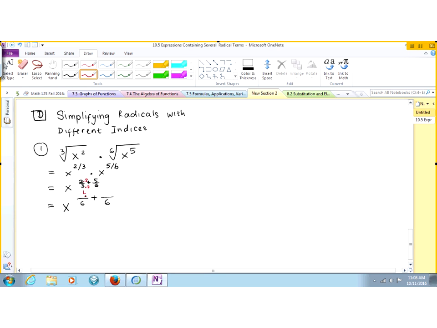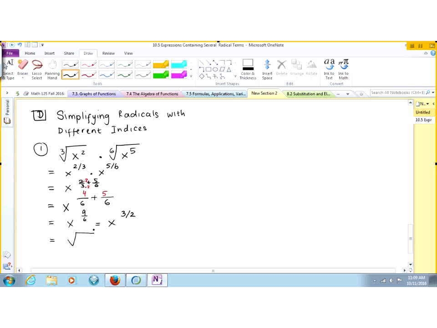This is 3, this is 6, so multiply by 2, so 4 over 6 and 5 over 6. So this is x to the 9 over 6. Can we reduce 9 over 6? 3 over 2? Yes. All right. So now this starts with radical, so I'm going to leave it back as radical. So how do you write x raised to the 3 over 2 in terms of radical?